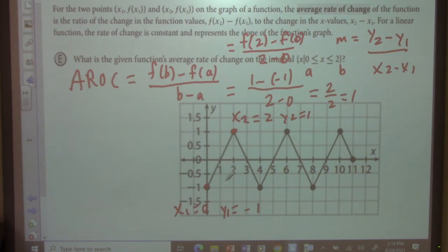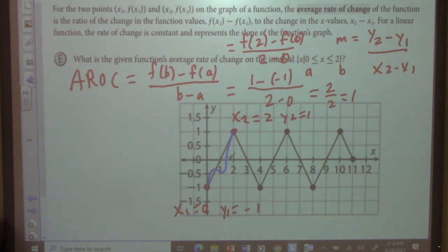Now, an average rate of change happens to be the slope of this line segment between the 2 points, right? But what if instead of this line segment between the 2 points, what if we had something that looked like this instead?